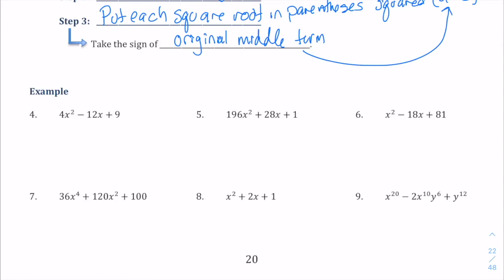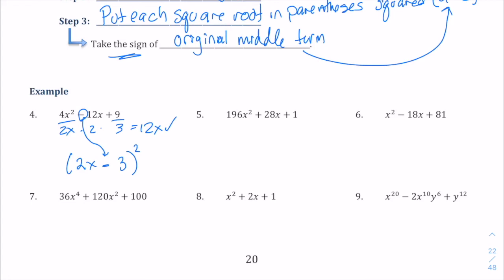Okay, so we begin. We take the square root of the first, 2x. Square root of the third, 3. We check 2x times 2 times 3. That's 4x times 3, 12x. Good, that means it works. So we're going to take that first square root, 2x. We're going to take that third square root, 3, put them in parentheses with a square there, and then the last part of step 3 is we're going to take the sign that was in front of the original middle term. So this is 2x minus 3 squared.